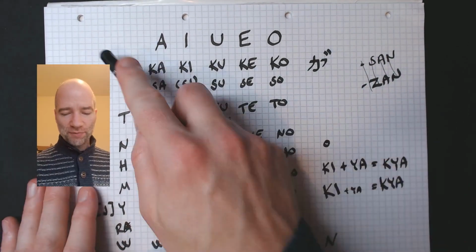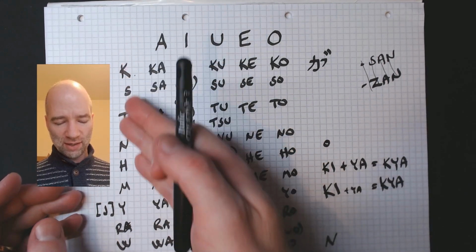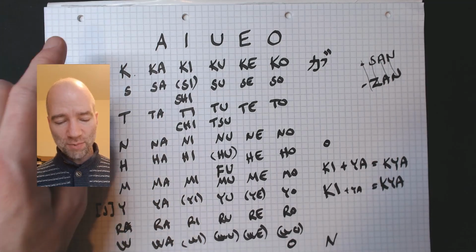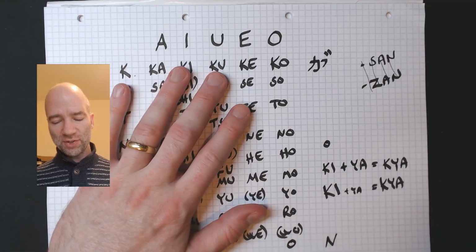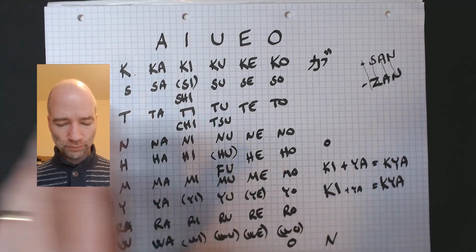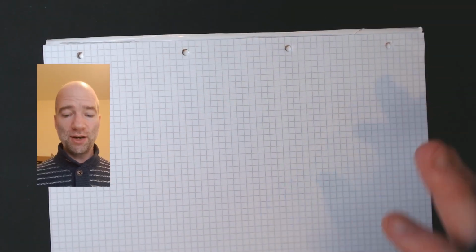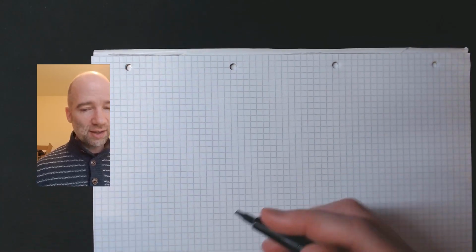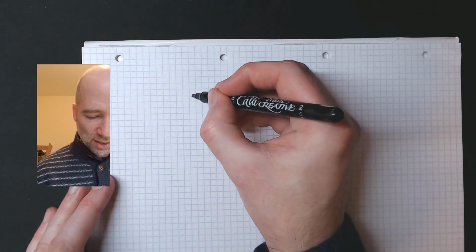Quick recap, we have five vowels and they combine with a very small set of consonants, some of which can also get a voiced version, to create the syllables, and then you also have N, which stands a little bit on the side of it all. And that is the syllabary. And in this episode, I want to get started on the actual characters. So let's do the first five of hiragana. And of course, hiragana is used for the Japanese words and for grammatical endings, etc.